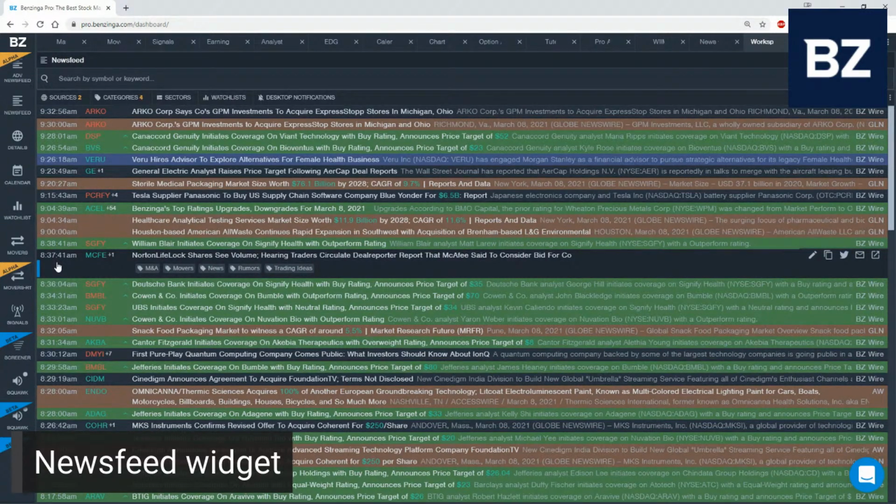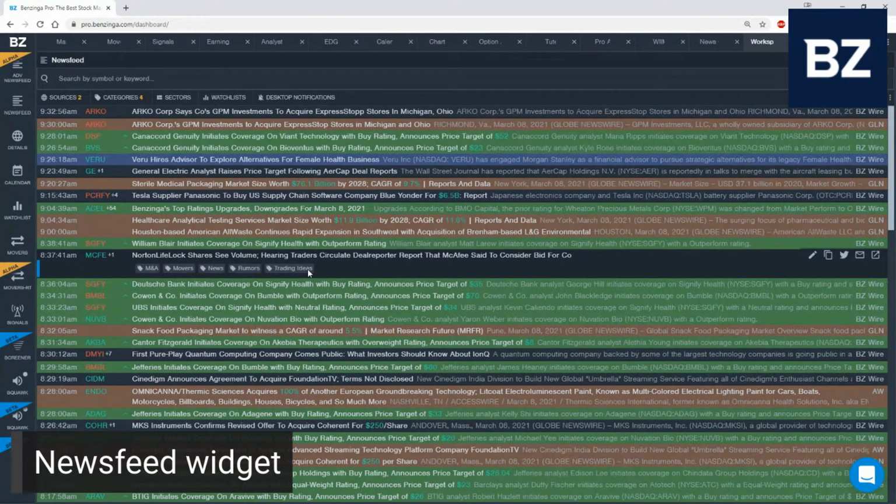Perfect. And so what you can see there is underneath that headline, it's tagged with M&A for mergers and acquisitions, movers, news, rumors, which is why it's pink, and trading ideas. And so we can see Northern LifeLock shares see volume, hearing traders circulate deal reporter report that McAfee said to consider bid for company. Now, there's a few things I want to highlight about this headline.